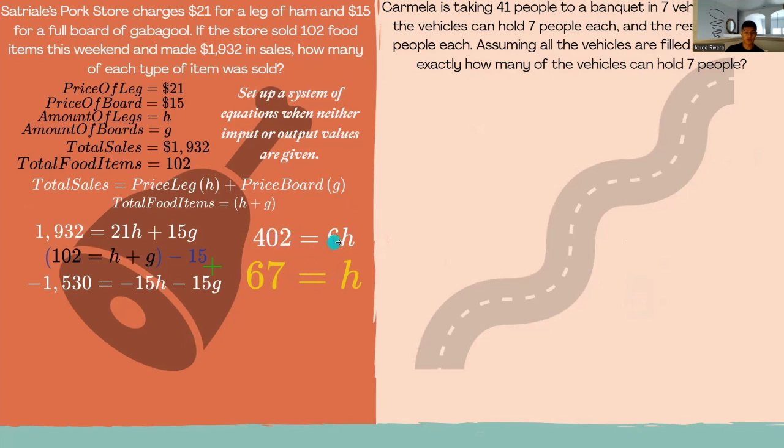And so if we divide 402 by 6, it's going to be 67 equals h. So what that is saying is that we sold 67 legs of ham, right?